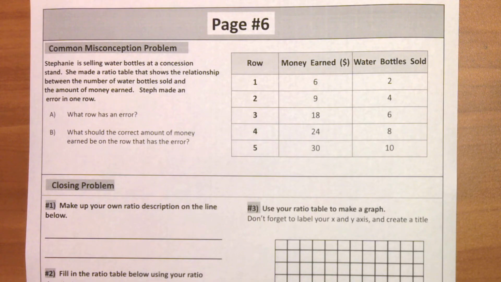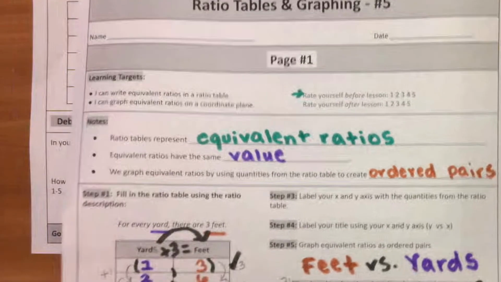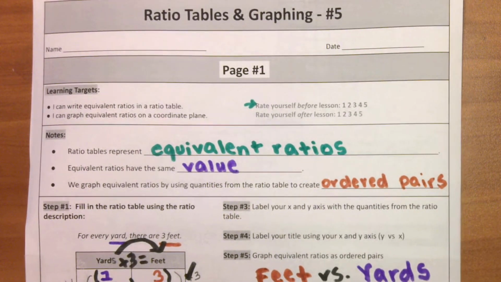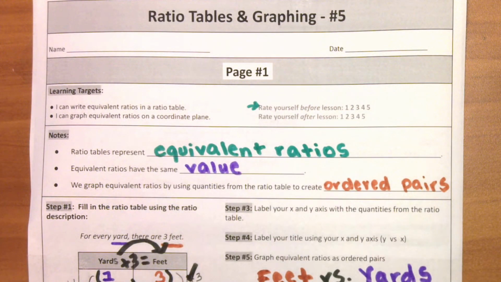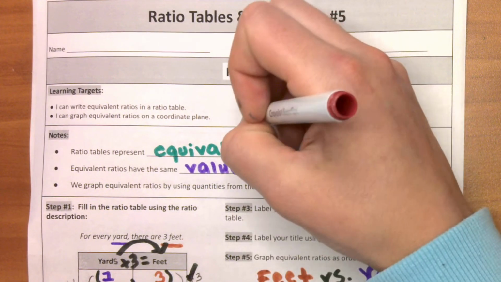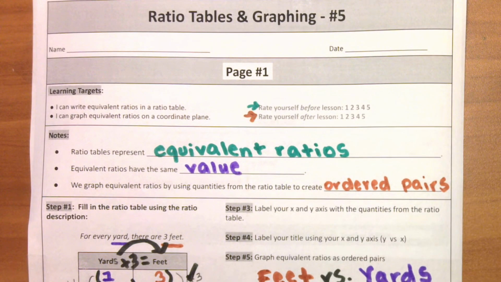Last but not least, page number 6. Go ahead and complete this page on your own. Then come back to the video. Now that you've completed page 6, you're going to turn back to page number 1 and rate yourself after the lesson for each learning target. So if you remember at the beginning of this lesson, you rated yourself 1 through 5 on how confident you felt with these learning targets. Now that we've gotten more practice in, you're going to do the same thing for after the lesson. 1 is the lowest, 5 is the highest.